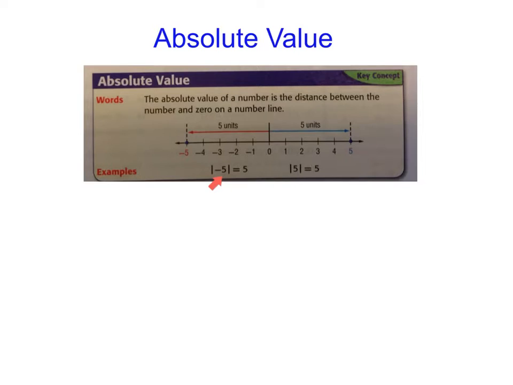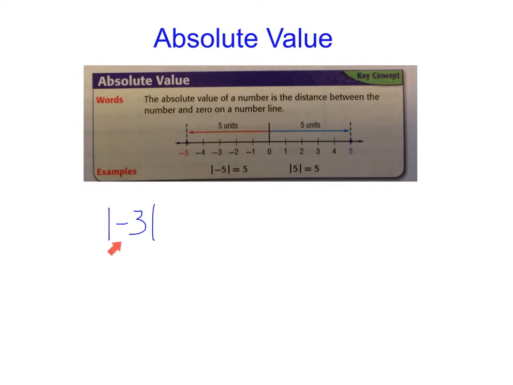So the absolute value of negative 5 is 5 because it takes 5 units from negative 5 to get to 0. Now if we go to the other side of the number line and we go to positive 5, the absolute value of positive 5 would be the same number actually because it's 1, 2, 3, 4, 5 units or 5 numbers away from 0. So we'd write that the same way. The absolute value of 5 is 5.